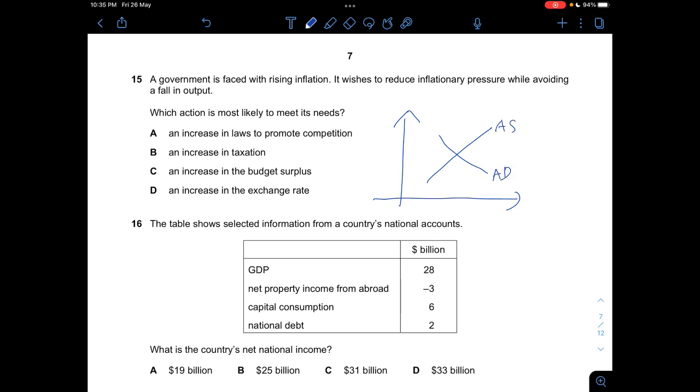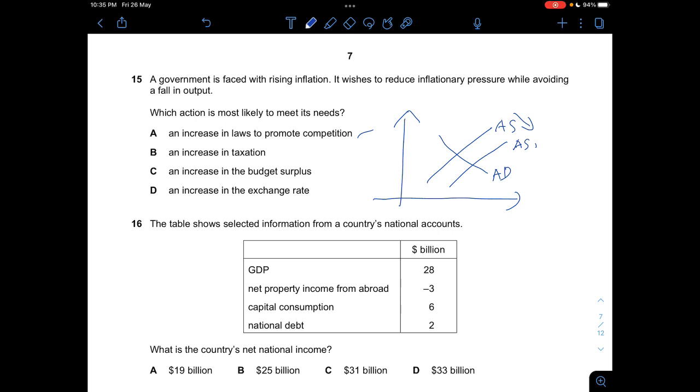One way to reduce price levels is by shifting the AS curve to the right, which means that you need to have more infrastructure and all those. So let's say A, it says an increase in laws to promote competition, which is correct. Let's look at the other three options.